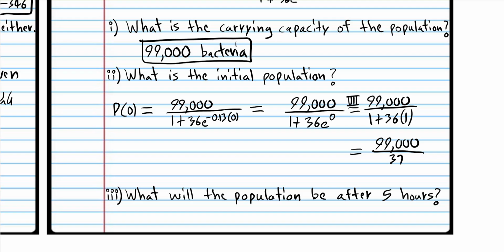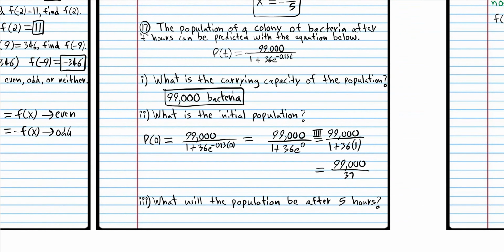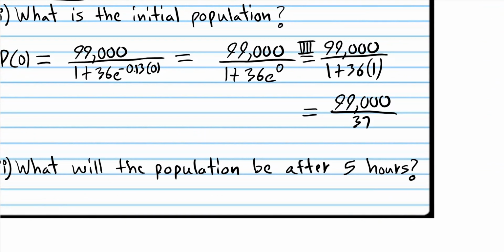So you can do that on your calculator. 99,000 divided by 37 is 2,675.675. And notice that it doesn't say to round off, but we can just round off to the nearest bacteria. So we can say 2,676 bacteria.